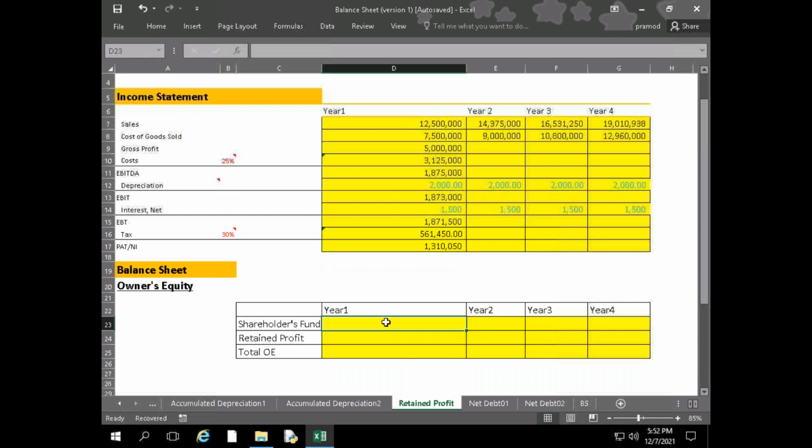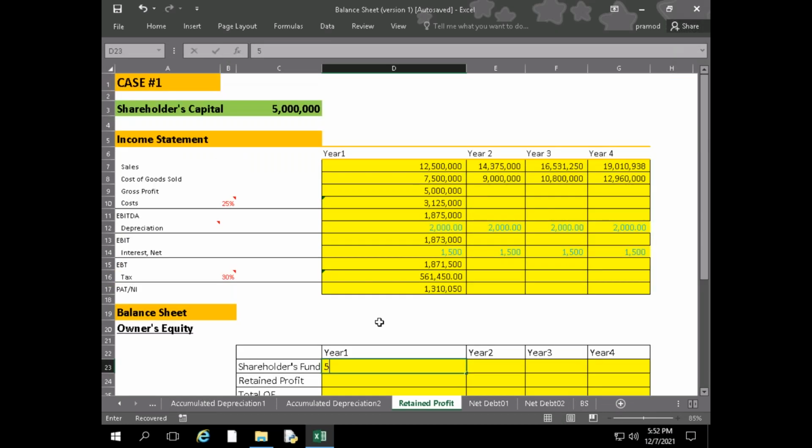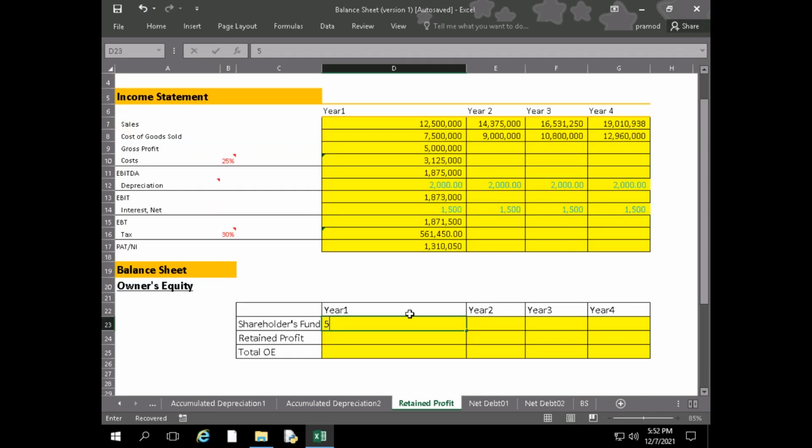So here for the owner's equity, I'll just type my value. So shareholder funds, then owner's equity, think that I have the shareholder funds as 50 lakh. I'll take it as 50 lakh. This we will give for every year same amount. Retained we will take from this particular income statement.